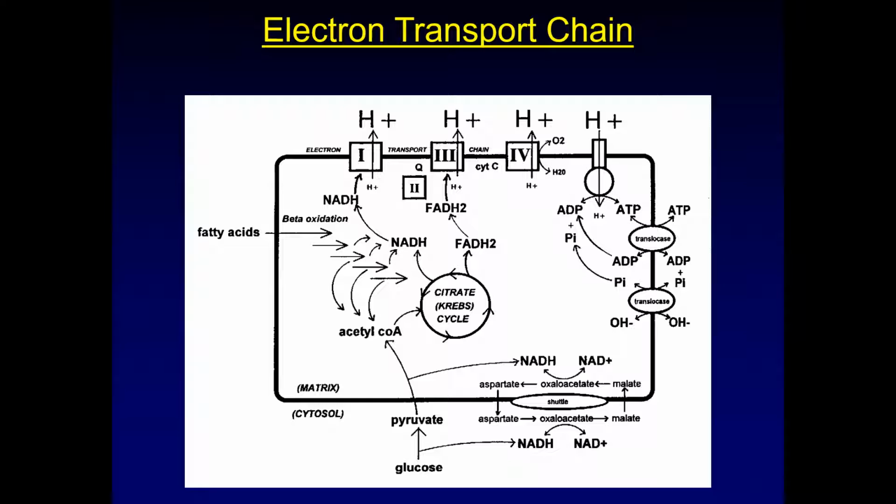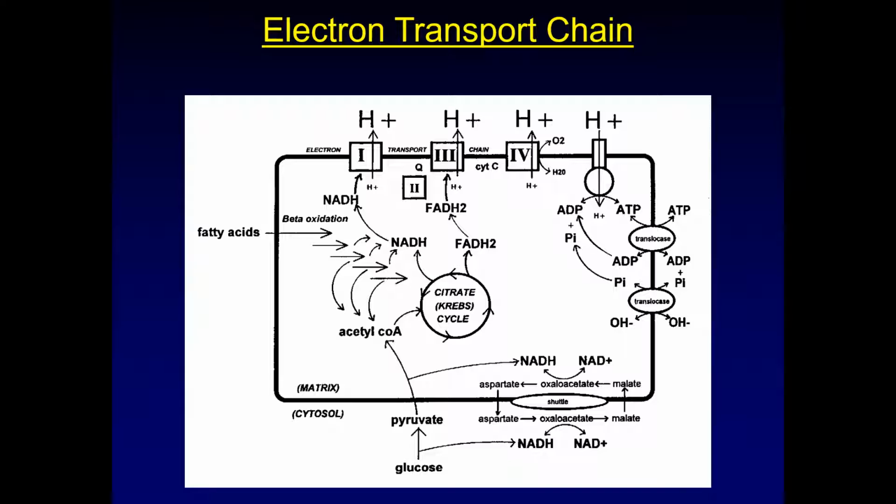We use the energy from allowing these hydrogen ions that have built up out here to flow back down the concentration gradient into the inside of the mitochondria. That runs this enzyme. We make ATP from ADP, and then we shuttle ATP, with the translocase, back out of the mitochondria so that we can use that ATP in our cells.